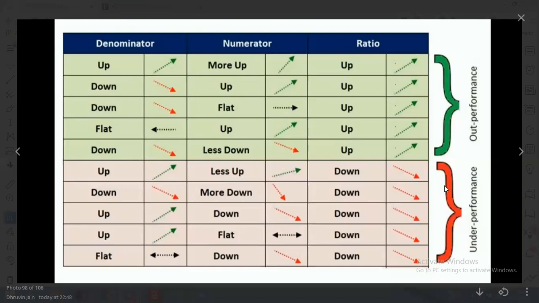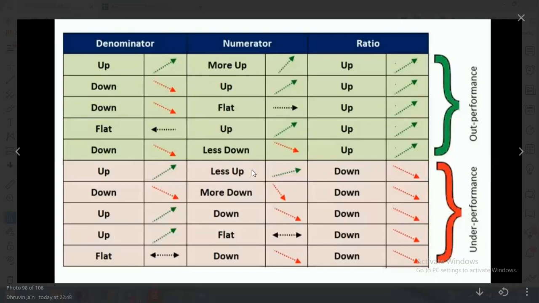So let me show you the illustration of underperformance too. Okay? If the Nifty is moving up but your stock is less up, in that case the ratio line moves down. That is a clear cut case of underperformance. If the Nifty is moving down but your stock is more down, so if Nifty is down by minus 12% but your stock is down by minus 20%, in that case the ratio line is down. Okay? If the Nifty is moving up, but your stock is moving down, in that case also the ratio line is moving down.